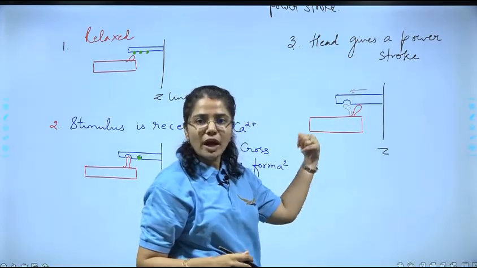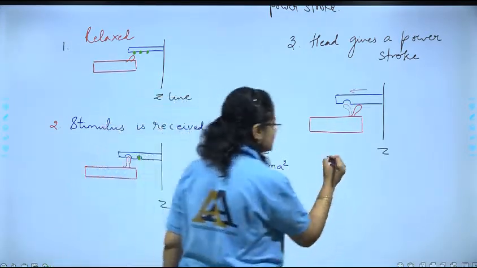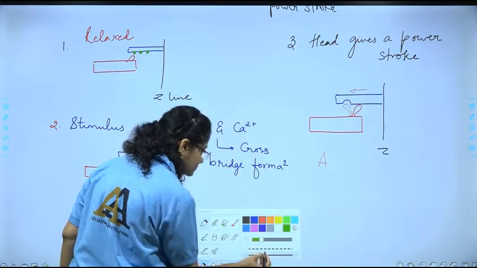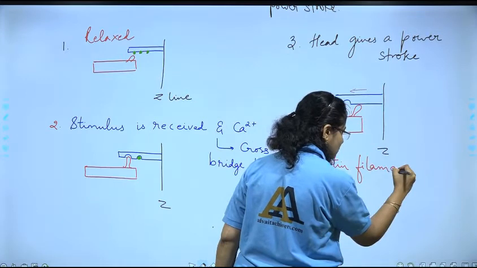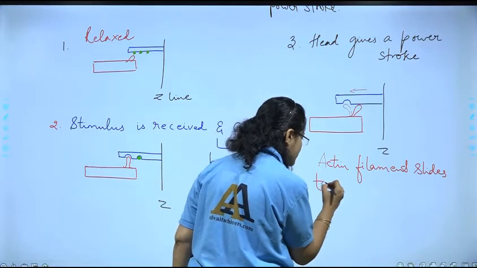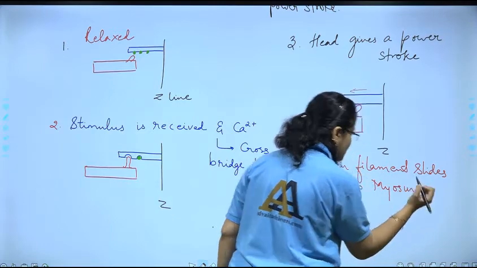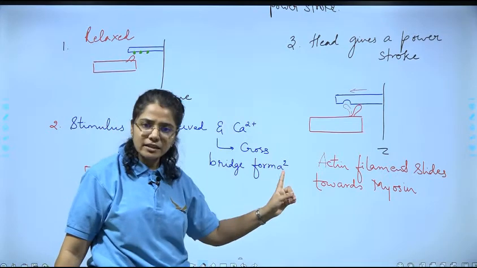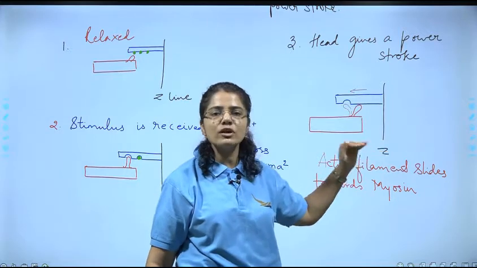एक्टिन फिलामेंट को. So actin filament slides towards myosin, right? The actin filament slides towards myosin. So you get it, children? This is called a power stroke, right? And then it gives a recovery stroke. Recovery stroke माने अब वो नेक्स्ट क्रॉस ब्रिज बनाने के लिए उसको रेडी होना पड़ेगा, राइट?